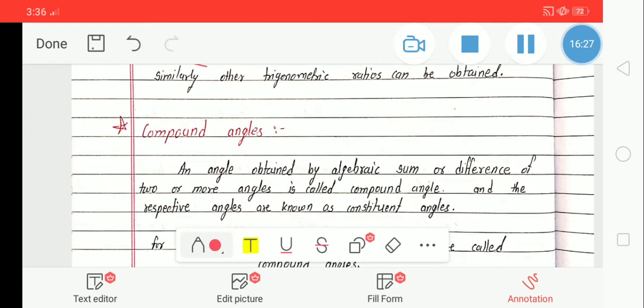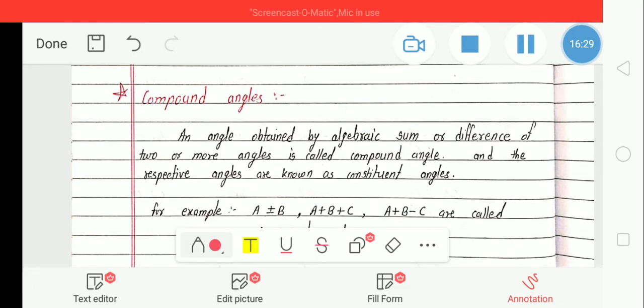Now we are studying compound angles. An angle obtained by the algebraic sum or difference of two or more angles is called a compound angle. In this, the algebraic sum and difference of two or more angles is called a compound angle. वो compound है angle का. There are sums and differences of two or more angles called compound angles.